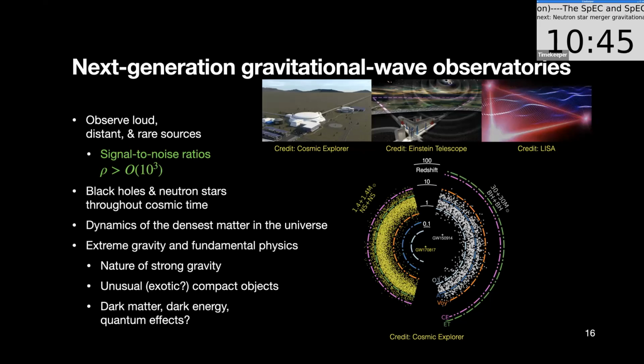There are lots of things you could do with this. Just one example I'll call out from this slide is you can ask questions about the nature of gravity. Is Einstein's gravity really right? If you're going to look for a small correction to general relativity, you need to be very precise in your waveform modeling, to be sure that the deviations you're seeing aren't just systematic errors from your waveform modeling.